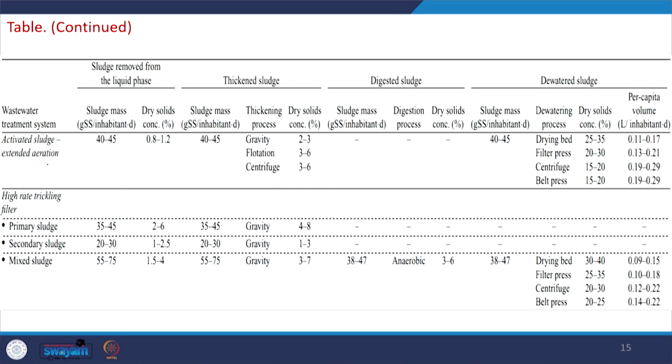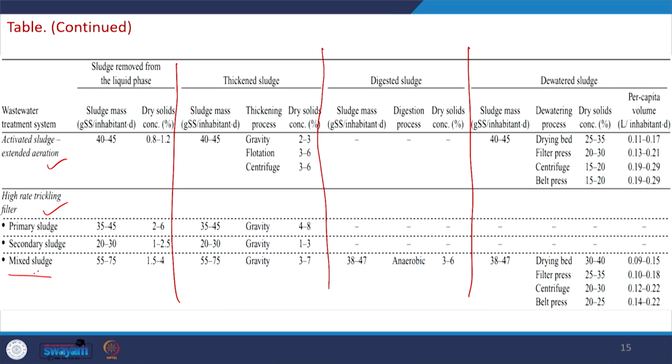Similarly, we have the activated sludge extended aeration process and high rate trickling filter also. For these systems we are performing thickening and digestion also. Like for mixed sludge from a trickling filter, thickening is carried out. The concentration of dry solid increases from 1.5 to 4% to 3 to 7%, then digestion is done. During digestion it will remain roughly the same, but after drying it will increase to 40%.